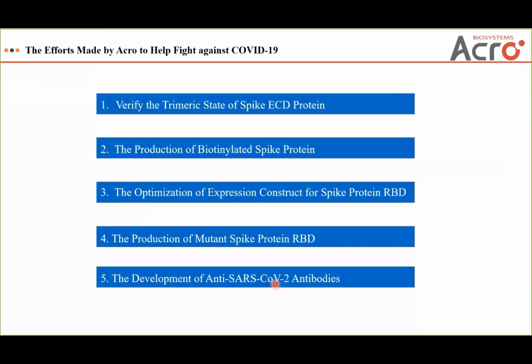The majority of these antigen products are spike ectodomain, S1 subunit, and RBD, and the antibody products include anti-nucleocapsid protein and anti-S1 antibodies. Acro has worked so hard on developing products that can be used in serological test development. We have made the following efforts to provide high-quality products to our customers and help fight against COVID-19, including verifying the trimeric state of our spike ECD protein product, the production of biotinylated spike protein, the optimization of expression construct for spike protein RBD, developing anti-SARS-CoV-2 antibodies, and producing mutant spike protein RBD.